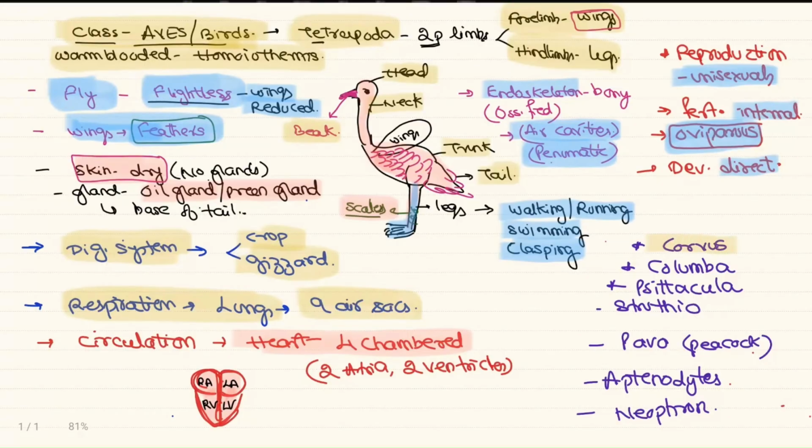Neophron. Neophron is the vulture. Like this, the common examples are Corvus, the crow; Columba, pigeon; Psittacula is parrot; the flightless bird is Struthio, the ostrich; peacock is called Pavo; penguin is called Aptenodytes, and the vulture is called Neophron. So this is about class Aves or birds. Let's continue with class Mammalia.